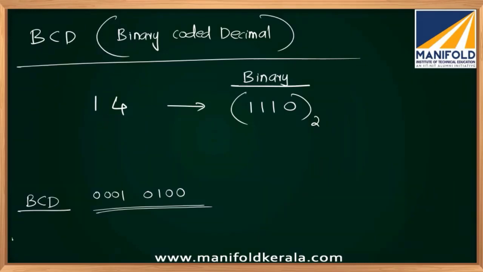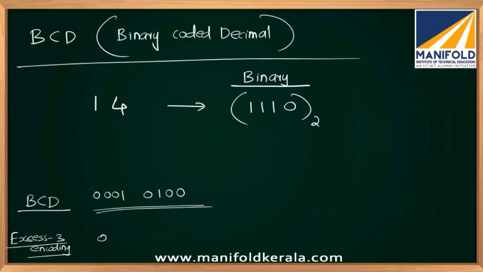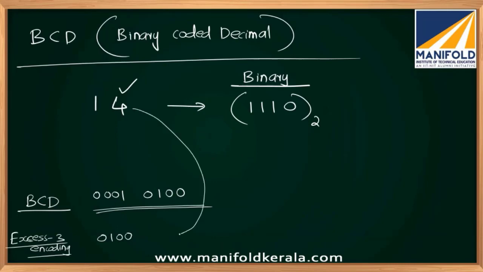What will be the XS3 encoding for 14? Again, the same thing. What is the XS3 encoding for the symbol 1? The XS3 encoding for symbol 1 is 0100, right? So you will just write it as 0100. That is for 1. 1 is done. And what is the XS3 encoding for 4? The XS3 encoding for 4 is 0111. Right? So you will write the XS3 encoding for 4 here.